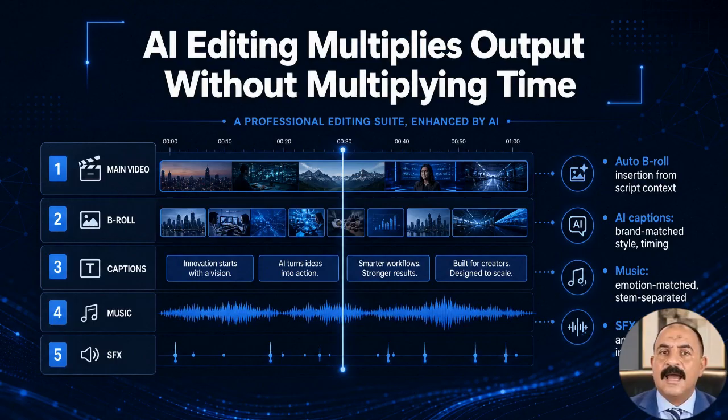Slide 11. AI editing multiplies output. Post-production editing is where good footage becomes great narrative, and AI is revolutionizing this phase. Auto B-roll insertion means your editing software reads the script and automatically suggests or inserts relevant secondary footage. AI-generated captions are now style-aware. They match your brand fonts, colors, and animation style.